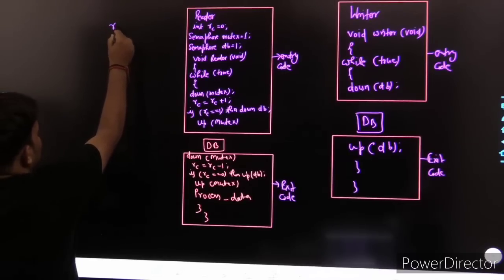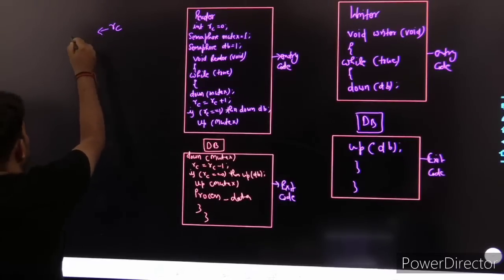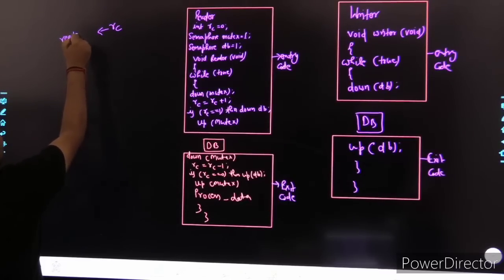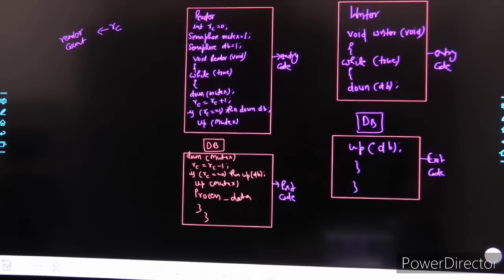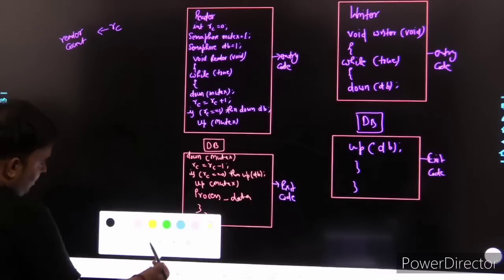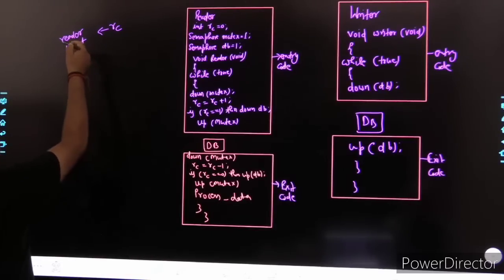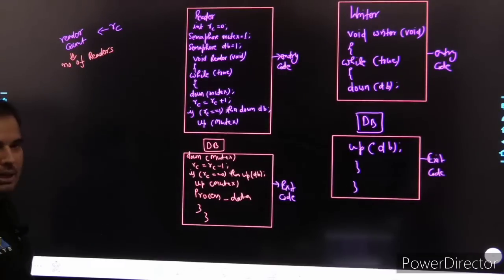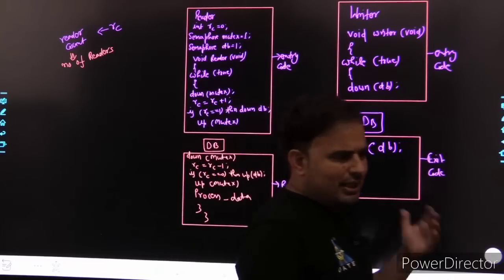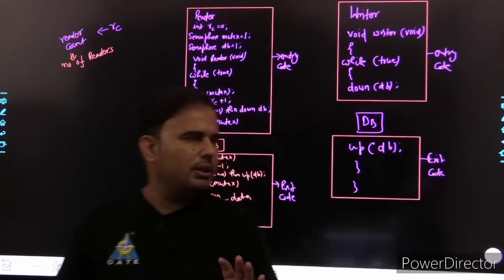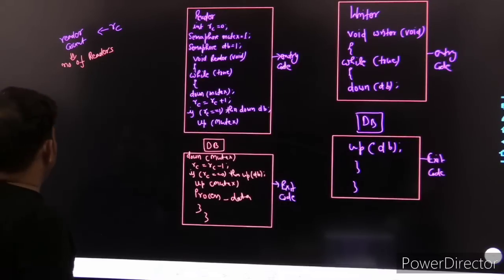RC means reader count: the number of readers in the buffer, how many readers are reading the database. Any number of readers can read or access the database simultaneously. There is no problem. So RC gives the number of readers present in the database.